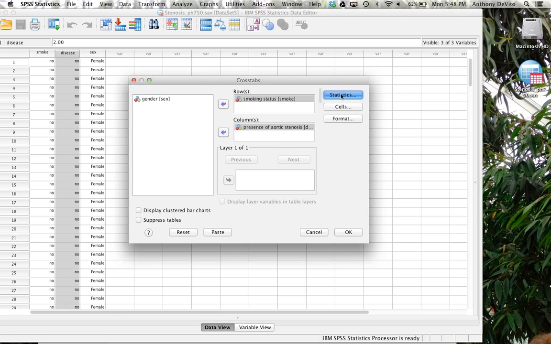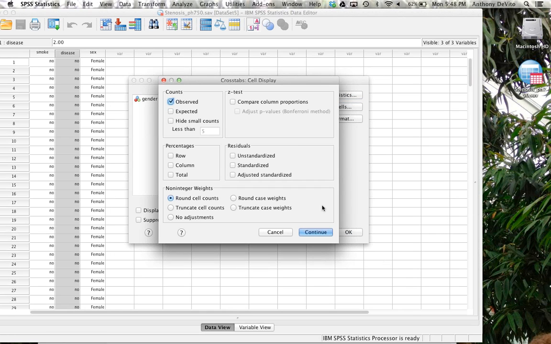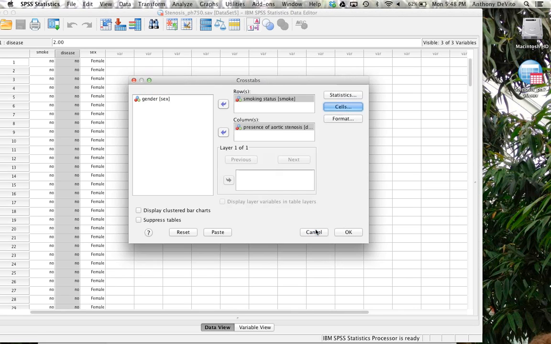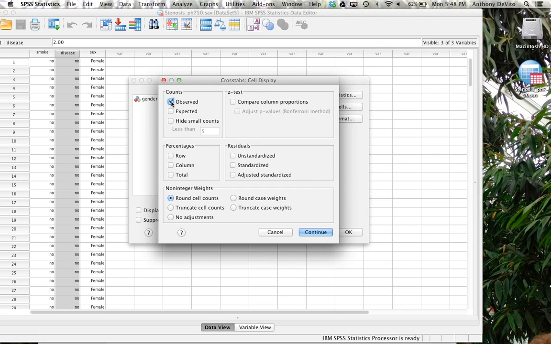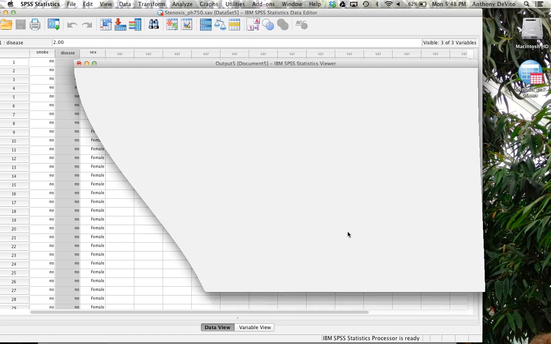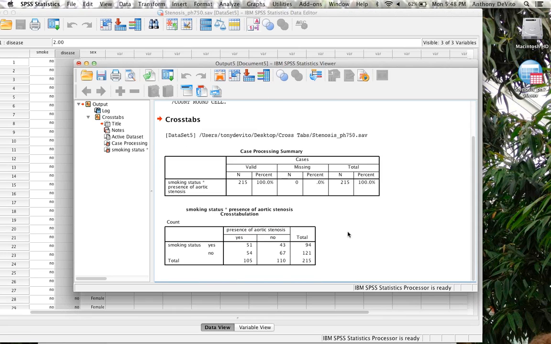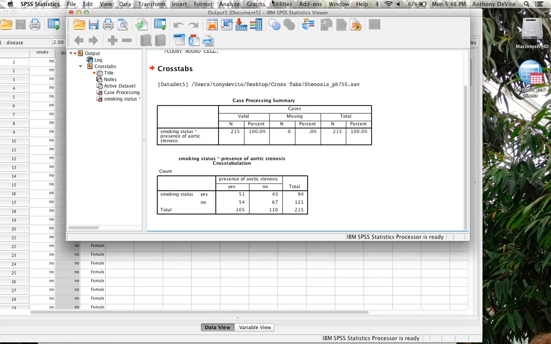Okay, so now I have a number of options and calculations I can do. I'm going to do these one at a time. You can actually do all of these at the same time, but I'm going to do one at a time just so you can see what's going to happen. First thing I'm going to do is check off the counts for observed values. I'm going to click continue, and that's the only thing I'm going to do right now. The output table comes up, and you'll notice that I have a crosstab.